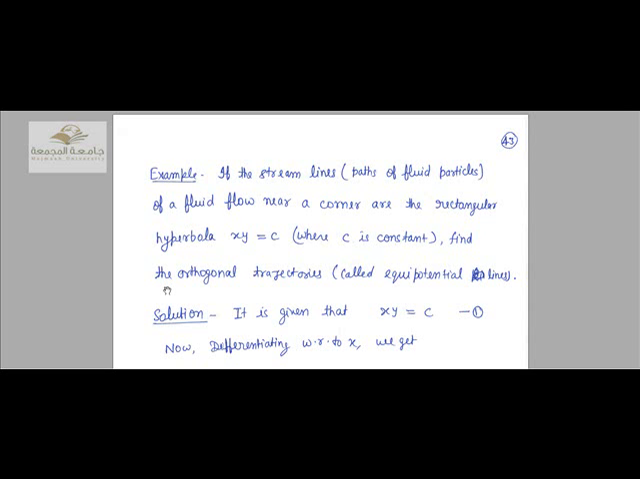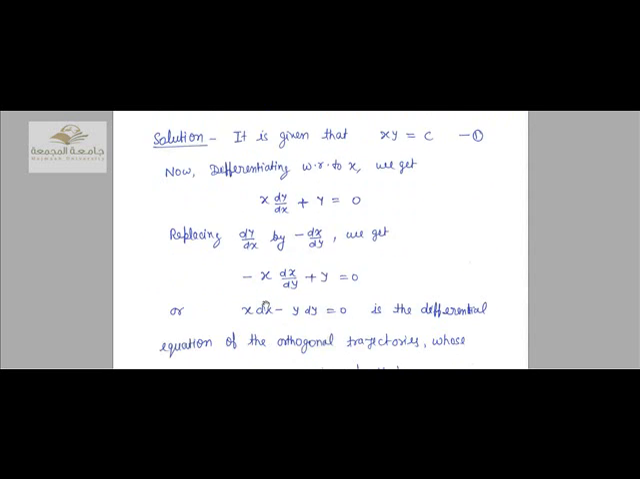For example, if the streamline paths of fluid particles of a fluid flow near a corner are the rectangular hyperbola xy = c, where c is a constant, find the orthogonal trajectories, called equipotential lines. Solution: it is given that xy = c, equation number 1. Now differentiating with respect to x, we get x dy/dx + y = 0.